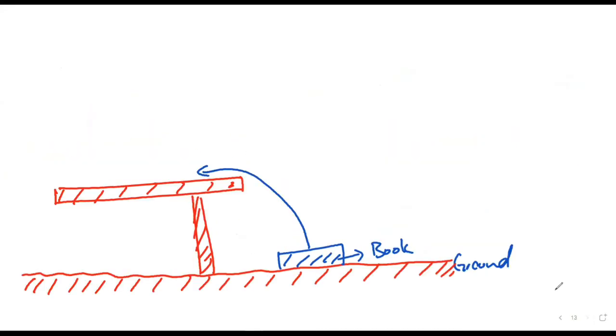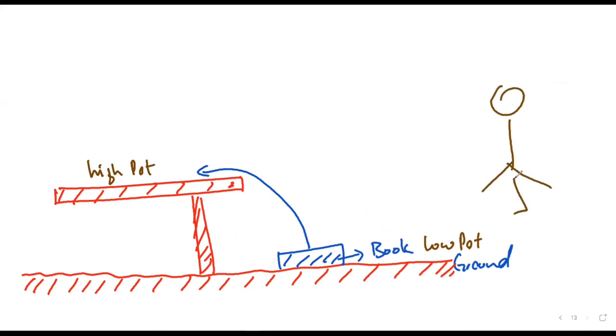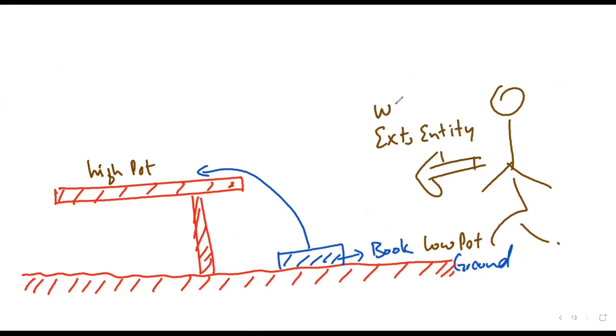Alright. So now in this example, this is the lower potential. Do we agree? Yes, sir. This is the high potential. Do we agree? Yes. And someone has to do work. So for example, if this is a person, this person is an external person, let me call this external entity who will be doing work. Do we agree? Yes.